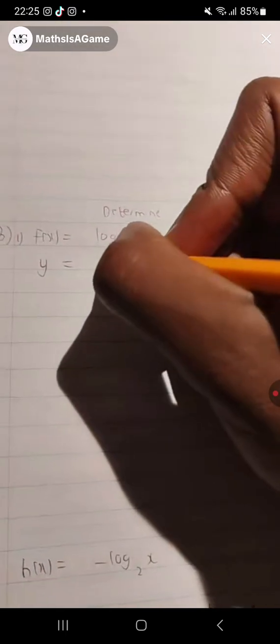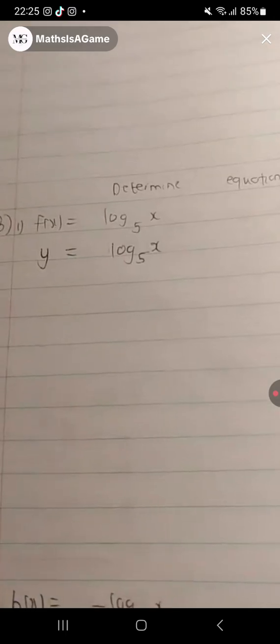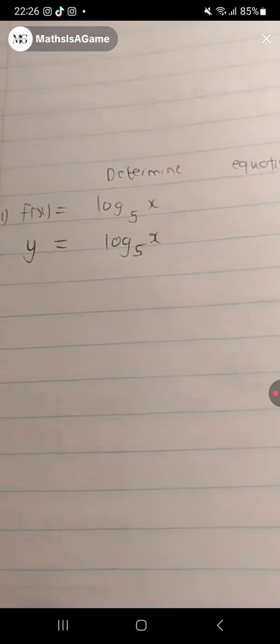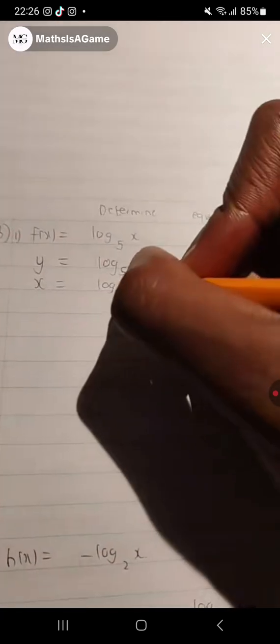Okay. y is equal to log x base 5. We start there. Then after that, we do what, guys? Swap. x is equal to log y. Next step, make y the subject.